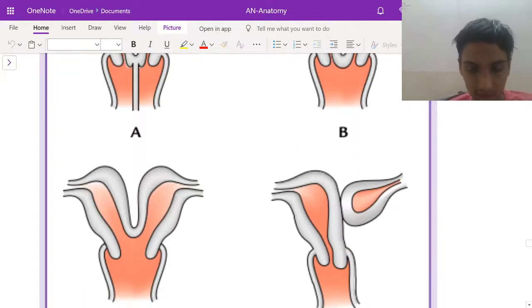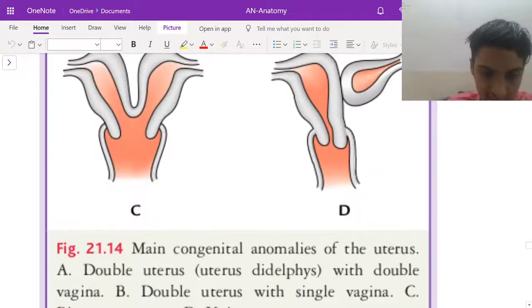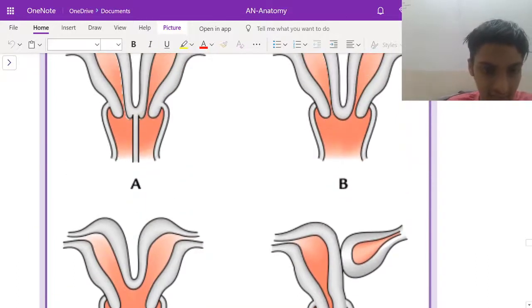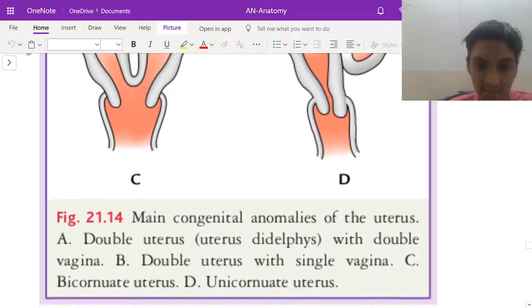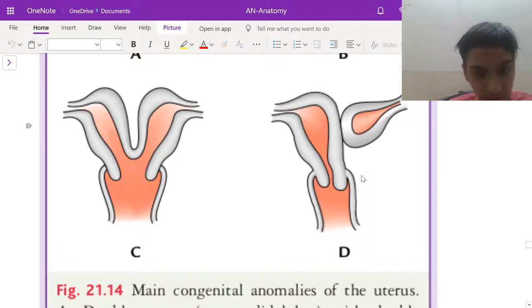Got it? Now the developmental defects. We can say here, didelphys uterus with a septum. Septum is there and 2 uterus for 1 cervix. And here no septum, just bifid, 2 divisions. And this is bicornuate and unicornuate uterus.